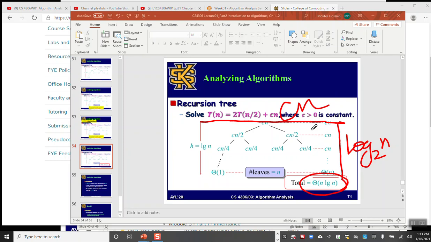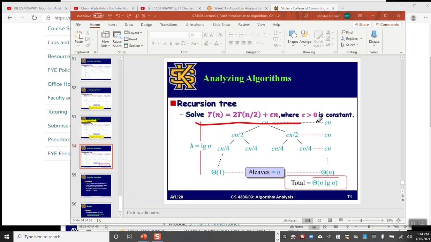Okay, so here cn log n, that means the total time would be theta of cn log n. So this has cn and this has log n. So the total will be c times theta of n log n, since c is a constant. Compared to a very large n, this constant c is ignorable, so we say n log n.